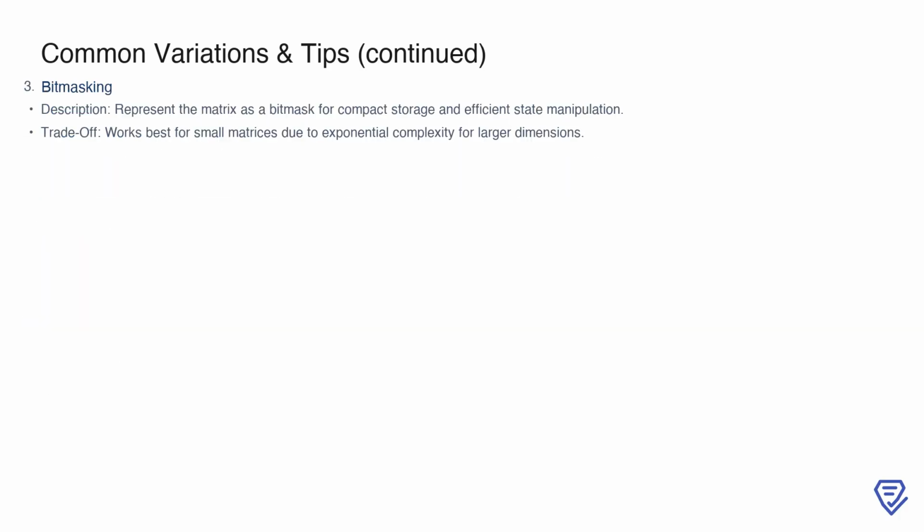Finally, let's discuss bit masking as an alternative approach. This technique involves representing the matrix as a bit mask, which allows for compact storage and highly efficient state manipulation. For example, each bit in an integer could represent the state of a cell, and flipping operations can be performed using bitwise operators. This approach is particularly useful for small matrices, where the exponential complexity of exploring all states is manageable. However, for larger dimensions, the number of possible states grows too quickly, making bit masking less practical. Despite this limitation, it remains a powerful tool for solving many matrix-based problems, especially when the input size is constrained.